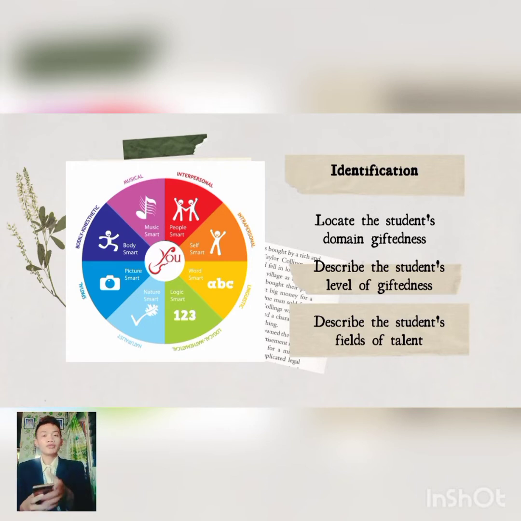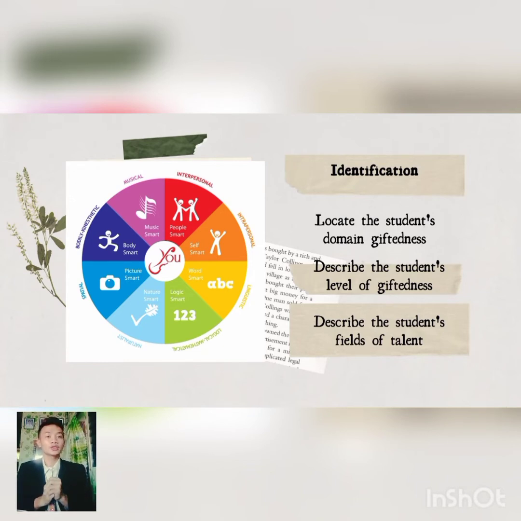To identify the students, first, locate the student's domain of giftedness. As you see on the screen, here are the multiple intelligences, which we could use to easily identify whether children are good in arts, or have the capability in dancing or other tasks they want to do. So we locate the student's domain of giftedness, then describe the student's level of giftedness, or how good the students are in music, in numbers, or in identifying logic and logarithm.